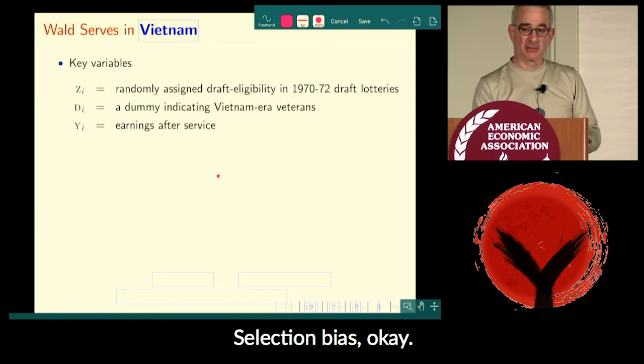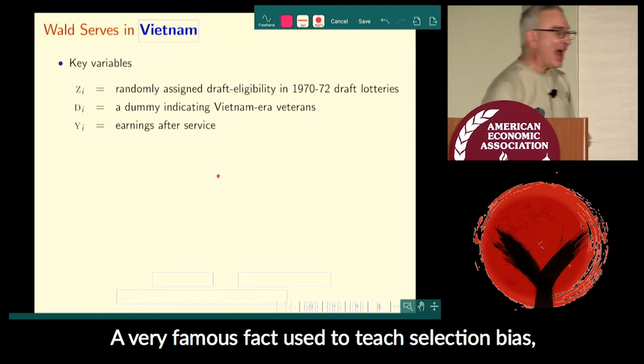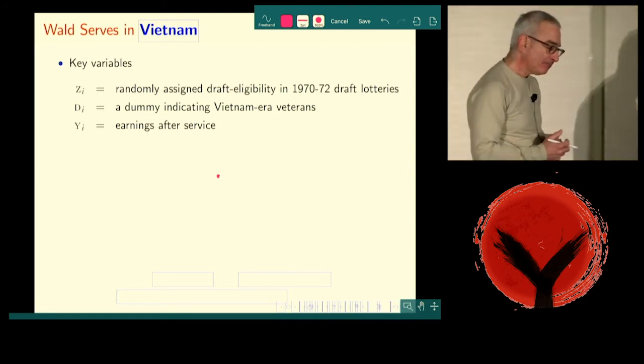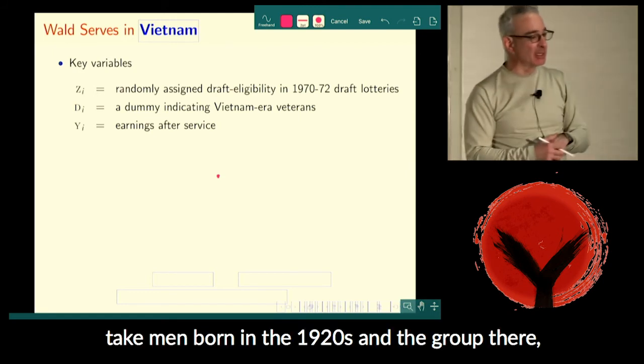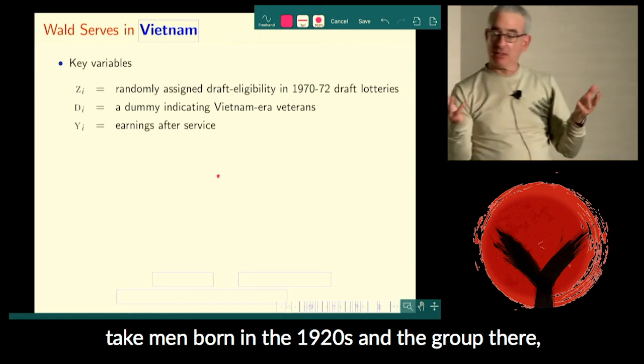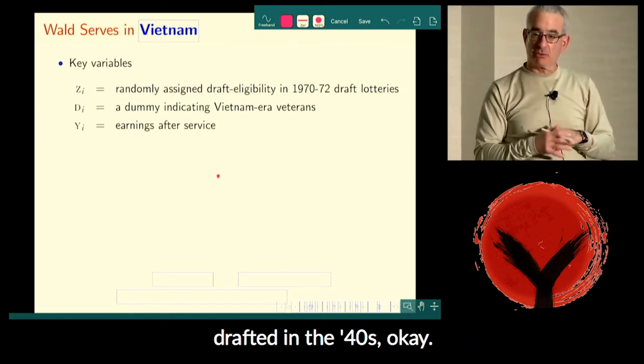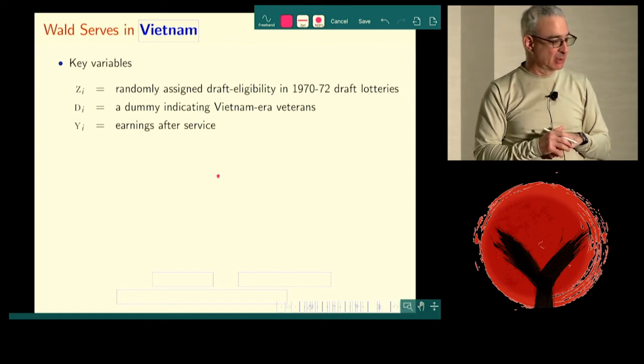Selection bias, okay. A very famous fact used to teach selection bias: take men born in the 1920s. They would have been drafted in the 40s, okay.